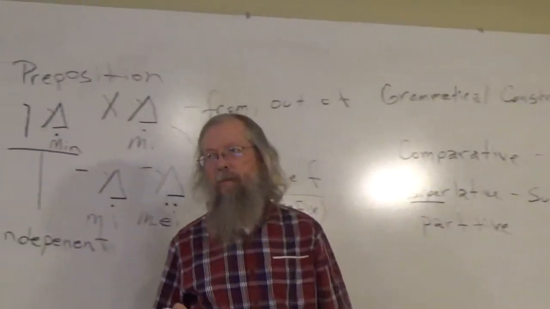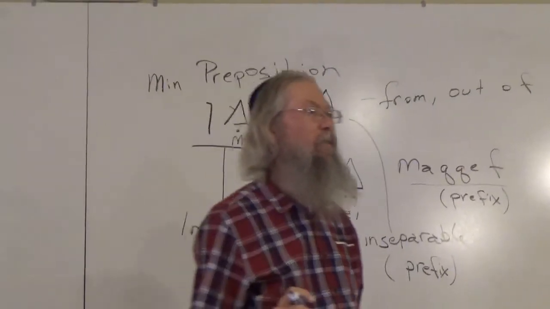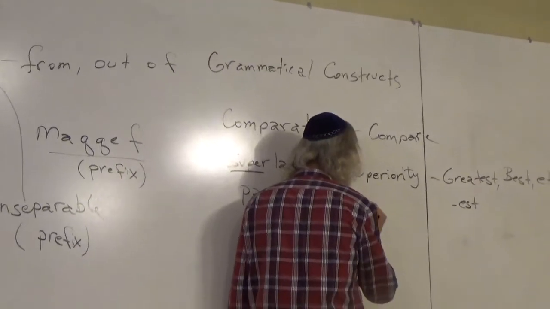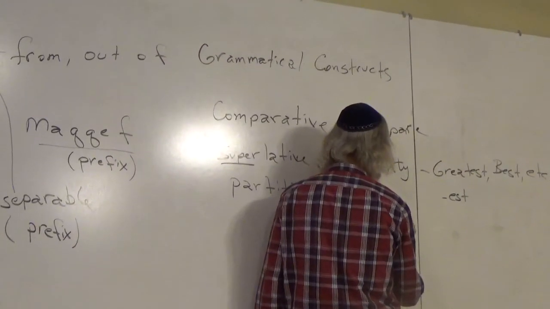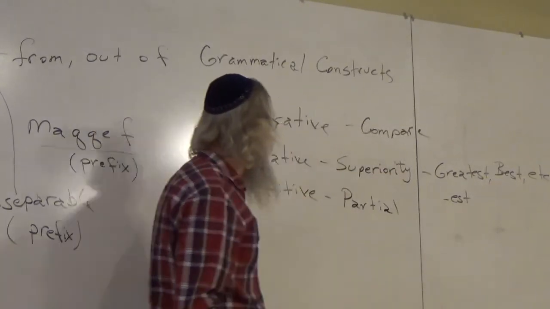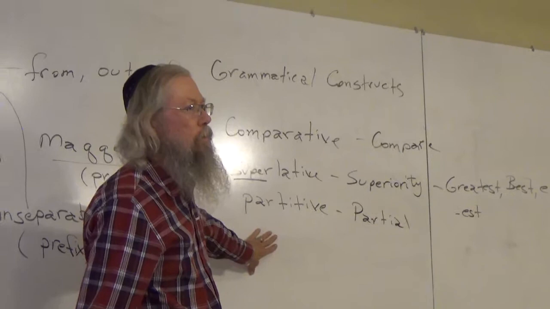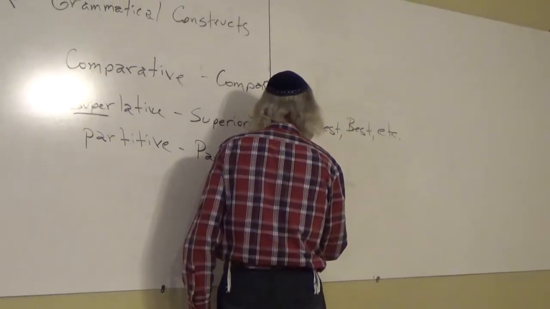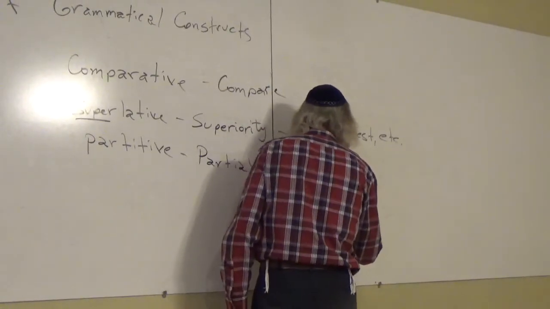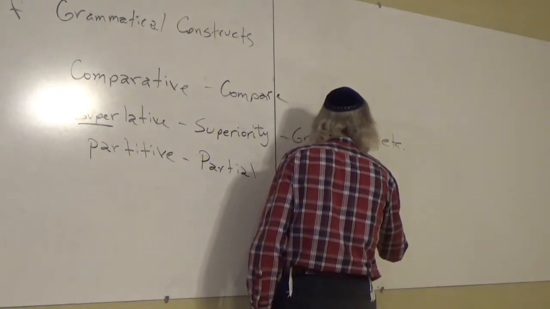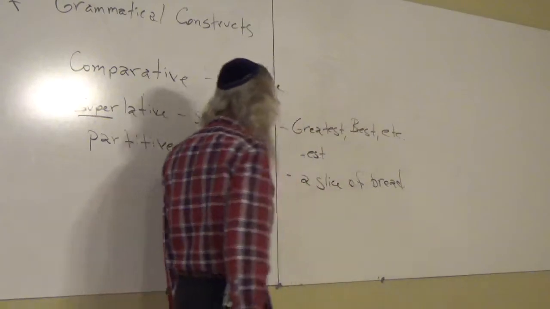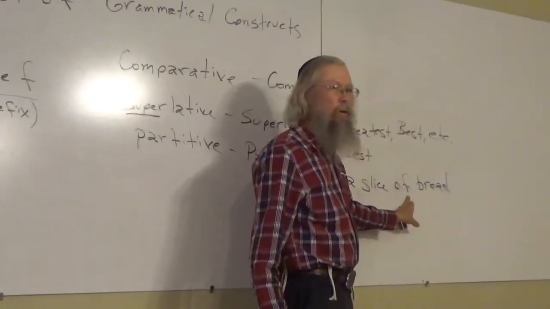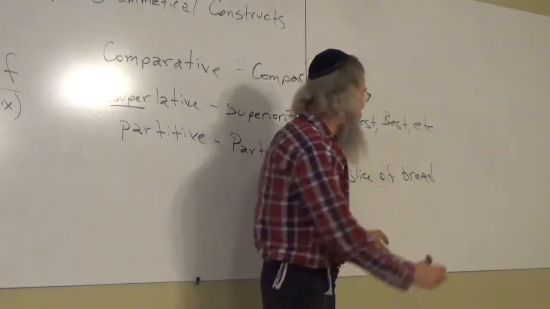Okay, so what is partitive? Very good, part. See, I told you, it's not tricky. You just have to look at it, see what the root is. So this is part, or partial. So, for example, a partitive would be a slice of bread. Here's your preposition right here.